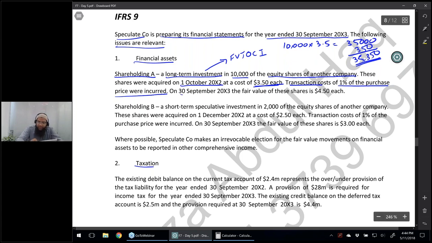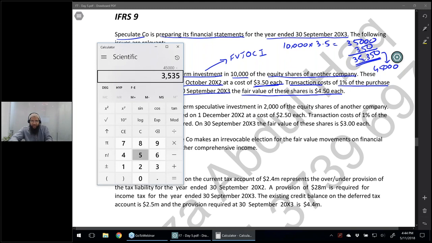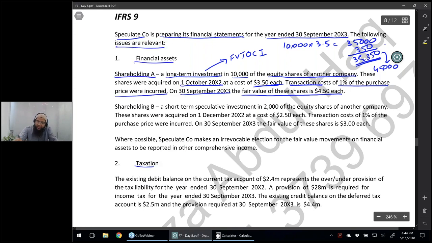On 30th September 2023, the fair value of these shares was 4.5, which means 45,000. So the value has increased by 45,000 minus 35,350, which is going to be 9,650. So 9,650 is actually the gain on the investment. And this 9,650 should be taken to the OCI. Are you getting this calculation?